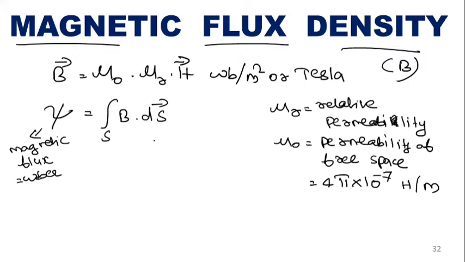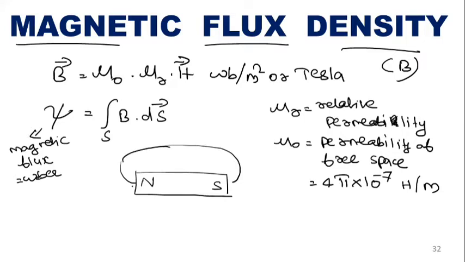In module 2 we have studied electric field intensity. So what difference does it have from magnetic flux density? Unlike electric flux lines, magnetic flux lines are always closed upon themselves. Like if you have a magnet here, and this is the north pole and this is the south pole, magnetic flux lines will go from north pole to south pole, and inside it will be from south pole to north pole.